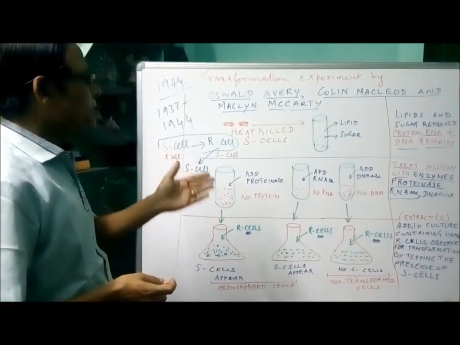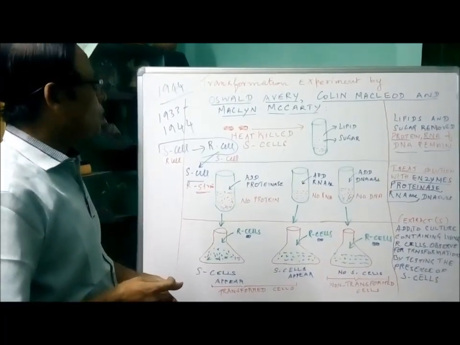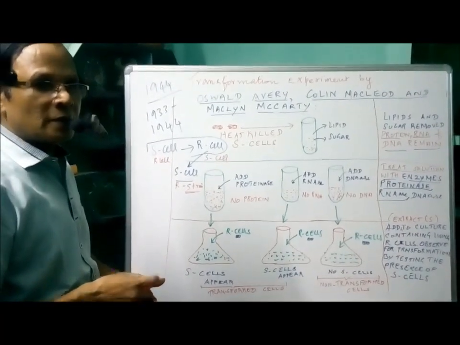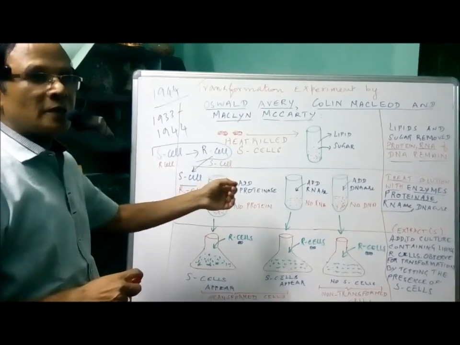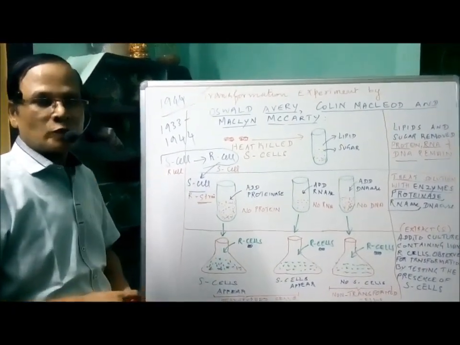The nature of DNA as genetic material in all living organisms was proposed by two different people, and they conducted the experiment and proved that DNA is universally the genetic material. Let's see the next one.